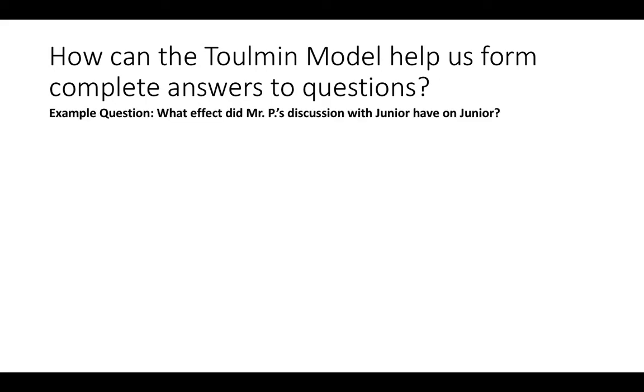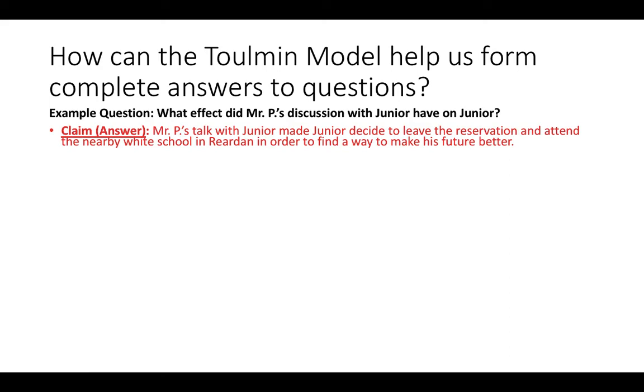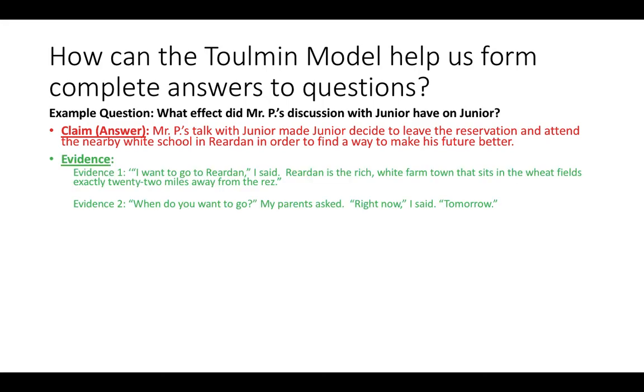So here is an example answer to the question, what effect did Mr. P's discussion have on Junior? Mr. P's talk with Junior made Junior decide to leave the reservation and attend the nearby white school, Reardon, in order to find a way to make his future better. We know that's the answer. Here's some evidence. Junior saying, I want to go to Reardon, and then I want to go tomorrow, right now. So those 2 pieces of evidence show that he wants to go to Reardon, but it doesn't show how these 2 pieces of evidence make your claim true.